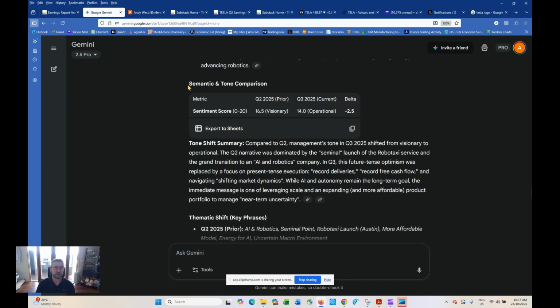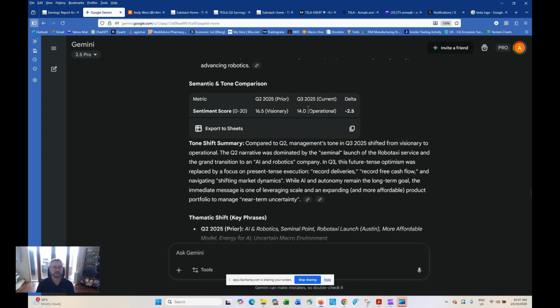A semantic tone and comparison. This is where AI models boil down language into numbers. They're very good at measuring sentiment across documents. What we see with the sentiment score, we measure it from 0 to 20, is Q2 was quite a high sentiment score, 16.5, a real visionary language set focused on the future of AI and robotics.